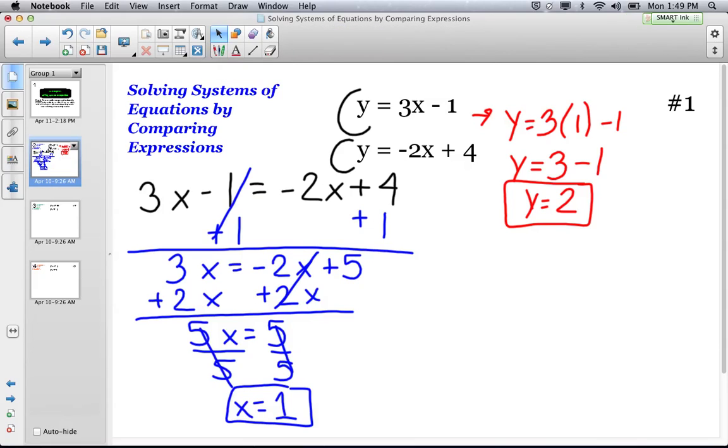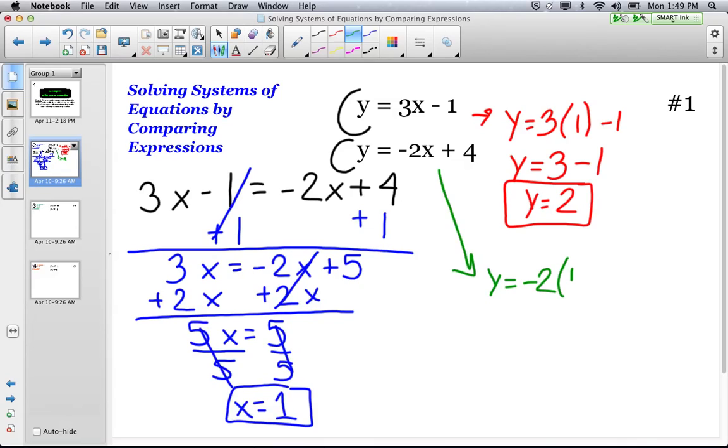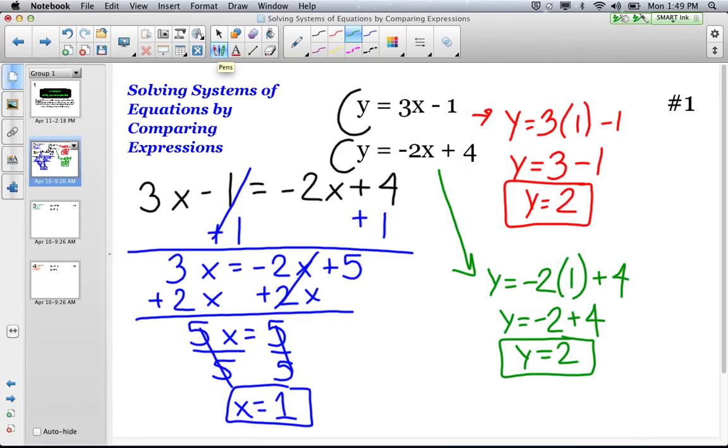Now let's plug x equals 1 into the second equation. And it should come up y equals 2 when we know we have the right answer. So y equals negative 2 times 1 plus 4. Negative 2 times 1 is negative 2 plus 4 equals 2. So at this point, we have just found that when x equals 1, y equals 2 for both equations. So we have solved our system of equations by comparing expressions.